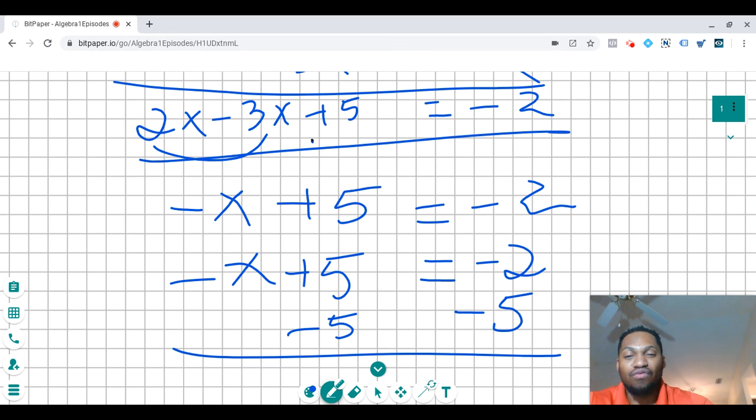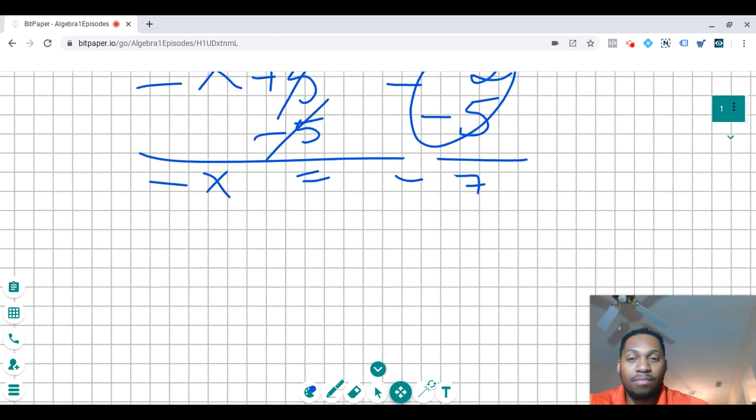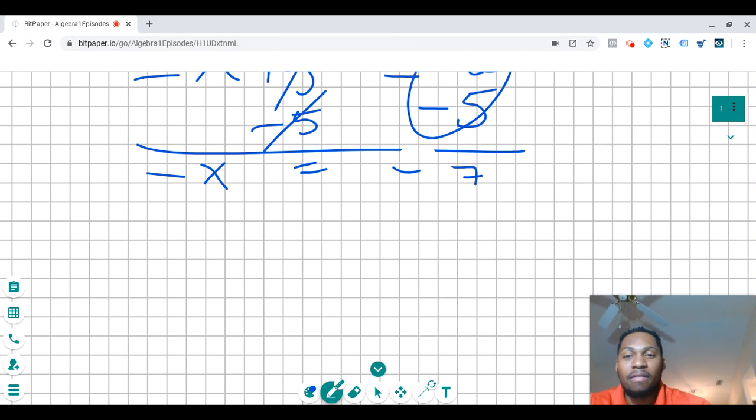Okay, so plus 5 minus 5, that means 5 is gone. So you have negative x is equal to negative 2 minus 5 is negative 7. Negative 7. Forgot to put the negative sign. Negative 7. So let me scroll the screen up for a little bit. So here you have negative x is equal to negative 7.